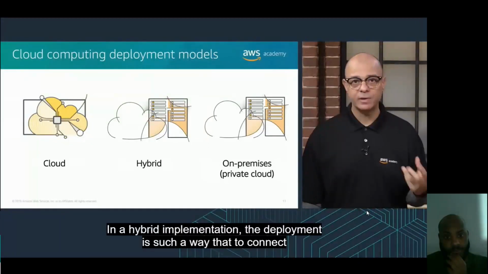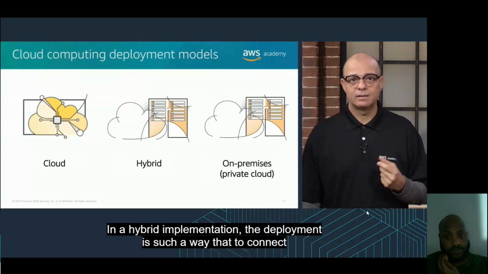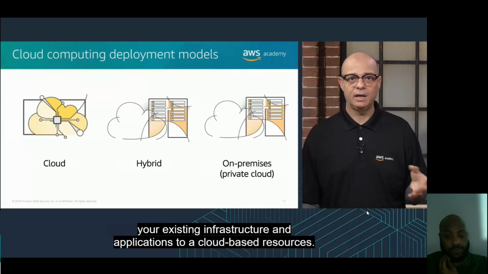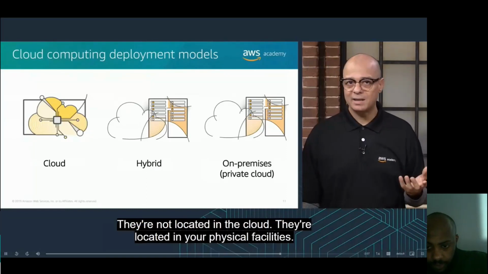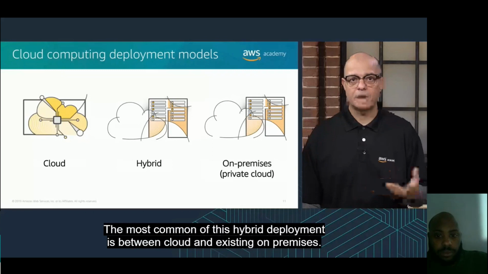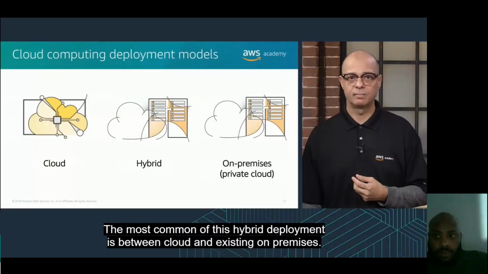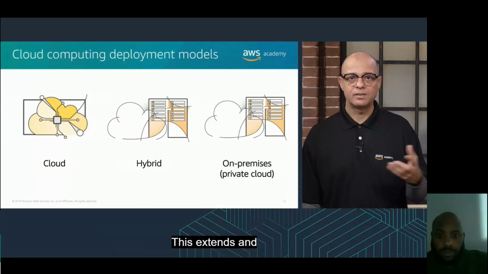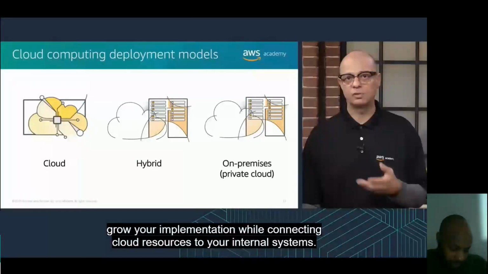In a hybrid implementation, the deployment connects your existing infrastructure and applications to cloud-based resources. They're not located in the cloud. They're located in your physical facilities. The most common hybrid deployment is between cloud and existing on-premises. This extends and grows your implementation while connecting cloud resources to your internal systems.